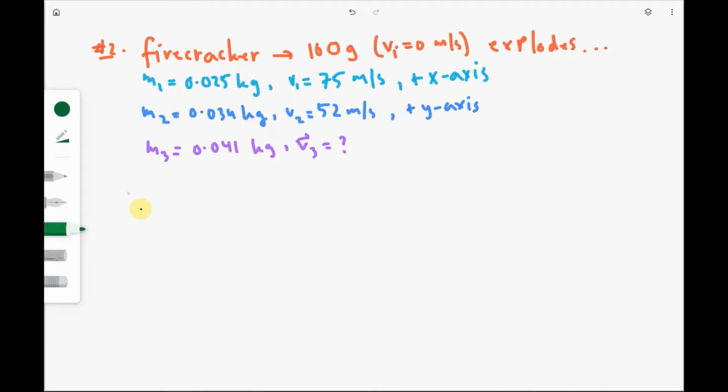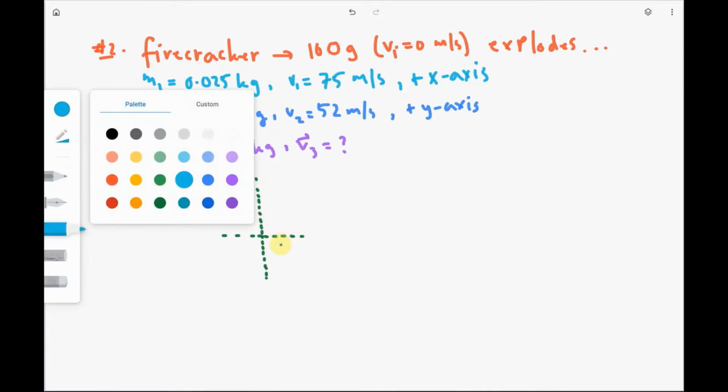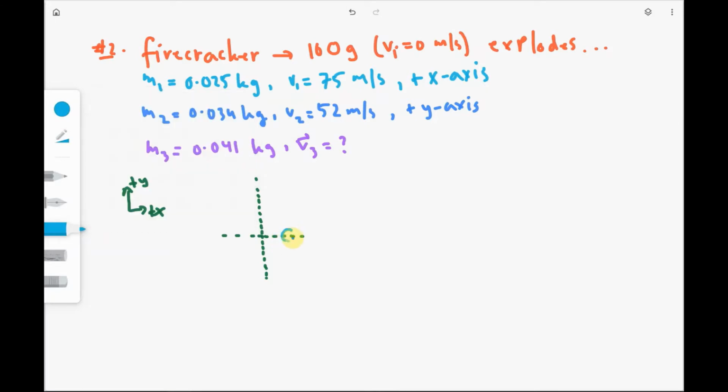First of all, denote our axes to be plus x in this direction, plus y in that direction, and then let's draw our situation out. Okay, so M1 was going in the positive x-axis, so let's maintain color. M1 was going in this direction, 75 meters per second, and remember, this is our final situation, since initially all of them were at rest, and so let's just call it V1F in the positive x direction.